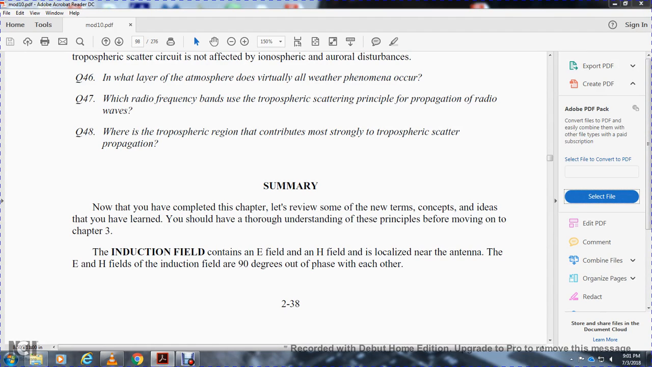Chapter 2 summary. Now that you have completed the chapter, let's review the new terms, concepts, and ideas you've learned. You should have a thorough understanding of the principles before moving on to Chapter 3.